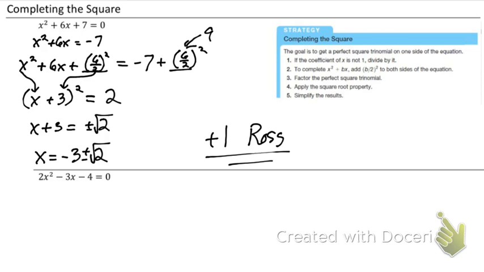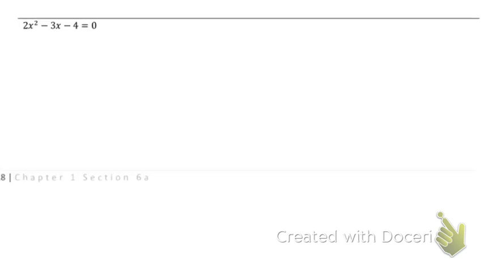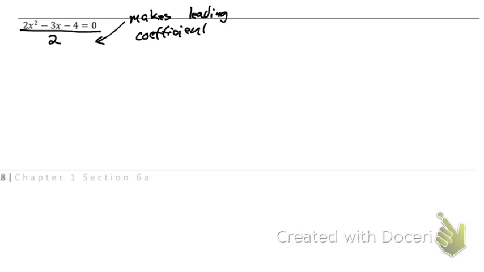Where it becomes more difficult is this problem, because it's going to create fractions. In order to complete the square, your leading coefficient must be 1. It must be 1 to complete the square. It is not 1 here. So to create that 1, you must divide by 2, which will make our leading coefficient 1. All right.